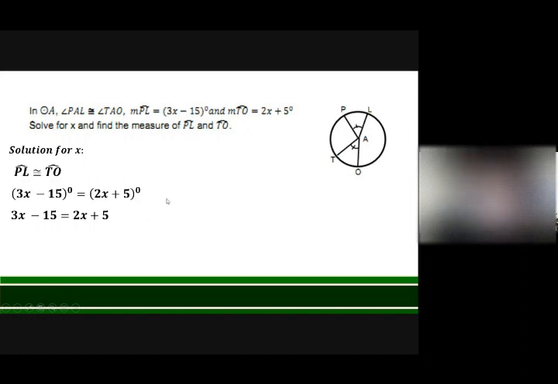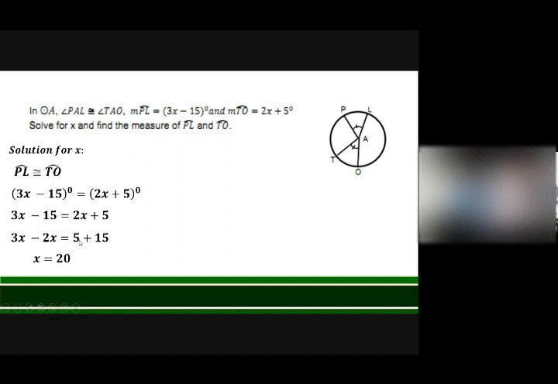So, transpose natin sila. Magkakaroon ngayon ng 3x minus 2x equals 5 plus 15. Then, let us try to solve this. 3x minus 2x will give you x, and 5 plus 15 will give you 20. So, it means the value for x is 20.